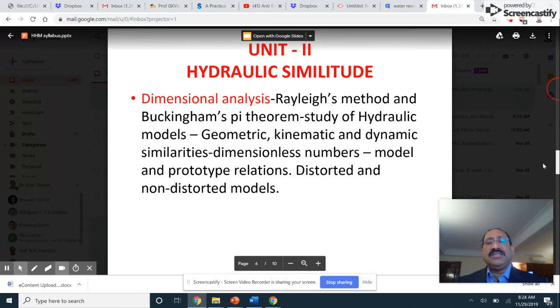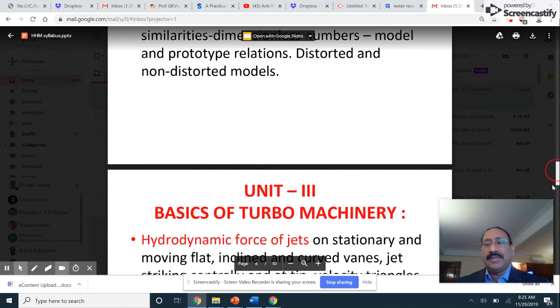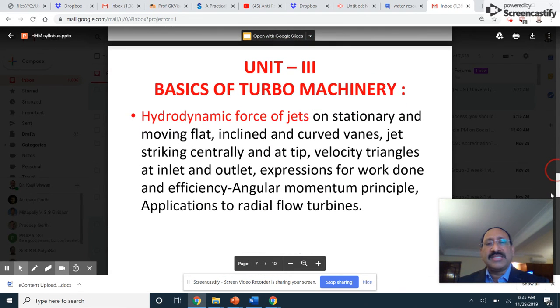Then dimensional analysis is another good technique to analyze many of the problems which cannot be easily solved by the conventional methods. So in the second unit, we deal with dimensional analysis, basically with the two methods, Rayleigh's method and the Buckingham pi method. Making use of these methods, how the similarity can be achieved between the model and the prototype will be studied, like model prototype relations.